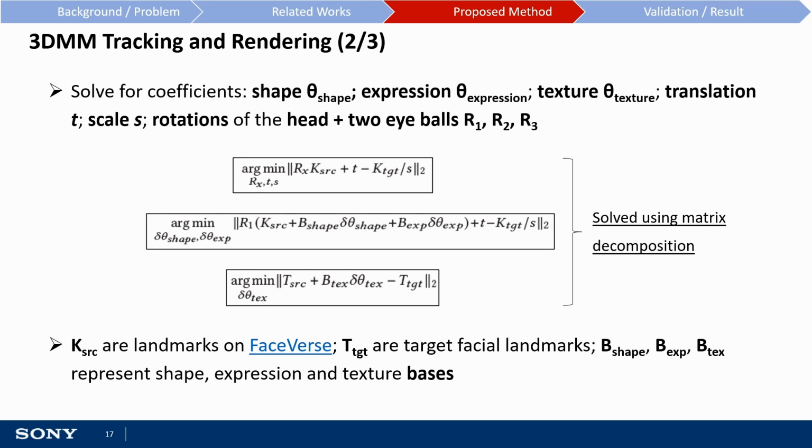For the 3D tracking algorithm, they solve for shape, expression, texture, translation, and scale parameters, along with the rotation of the head and the two eyeballs. To improve efficiency, they directly solve the following objective functions of these parameters from landmarks of the target images. The three equations on the slide are solved using various matrix decomposition techniques. Here, K-src are the landmarks generated by the FaceVerse model, T-target are the target facial landmarks, and B-shape, B-expression, B-text are the respective bases.